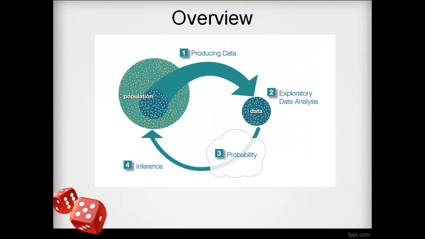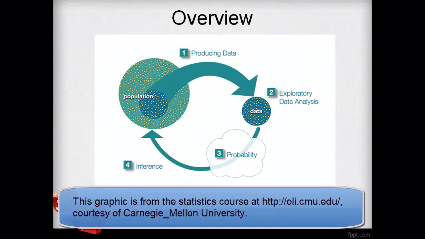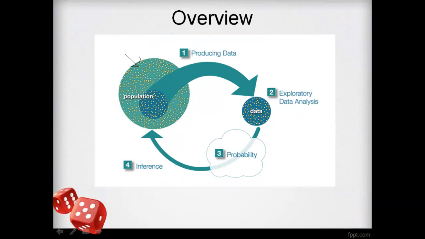Okay, just a few things here to sort of review and also to introduce. This is an overview for the whole course. We start with a population right here. That is everything in which we have an interest. So it might be all students at the university, all residents of Russellville, all residents of the United States. Anyway, that's the large circle here, and all the yellow dots are just individuals within that population.